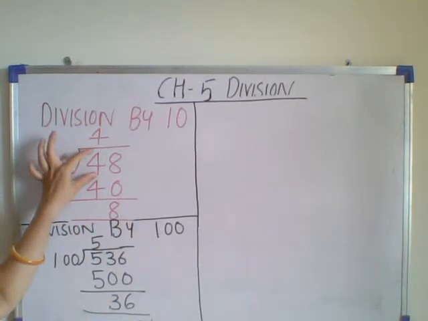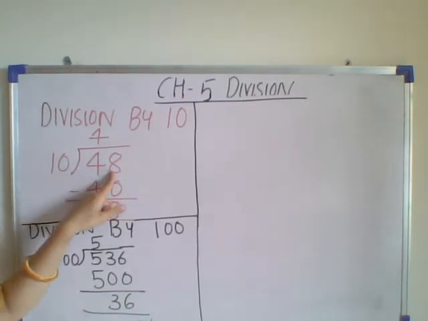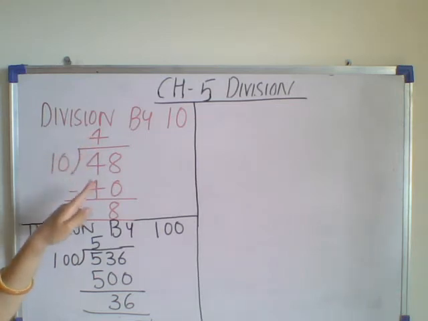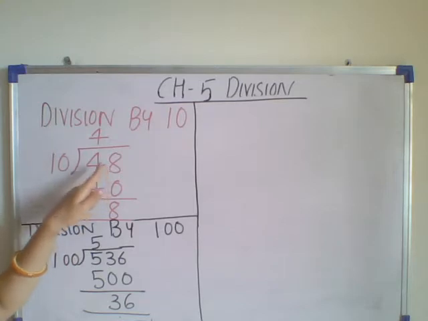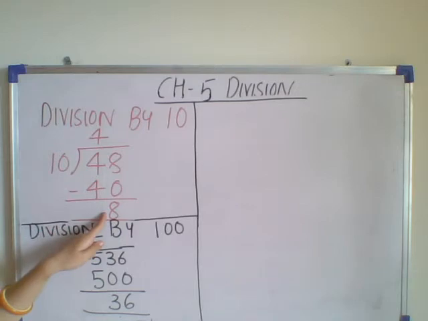On dividing a number by 10, we remove the digit at the ones place. At the ones place, which digit is there? 8. So we remove this digit at the ones place, leaving the rest of the digit to form the quotient. So this is our quotient, and the digit we remove from the ones place will become the remainder. So 8 is the remainder.